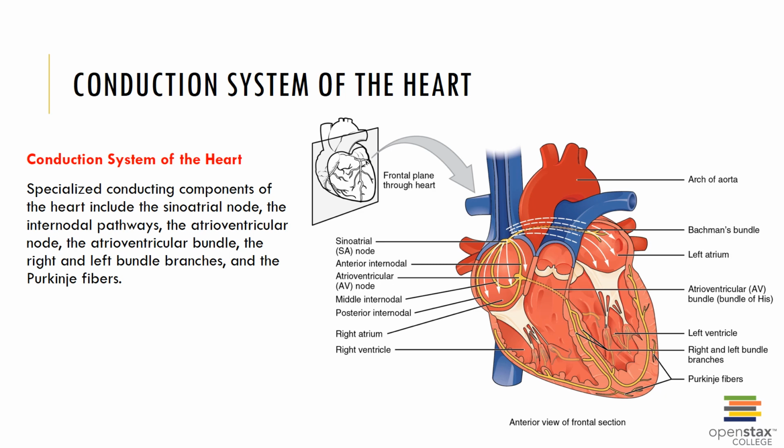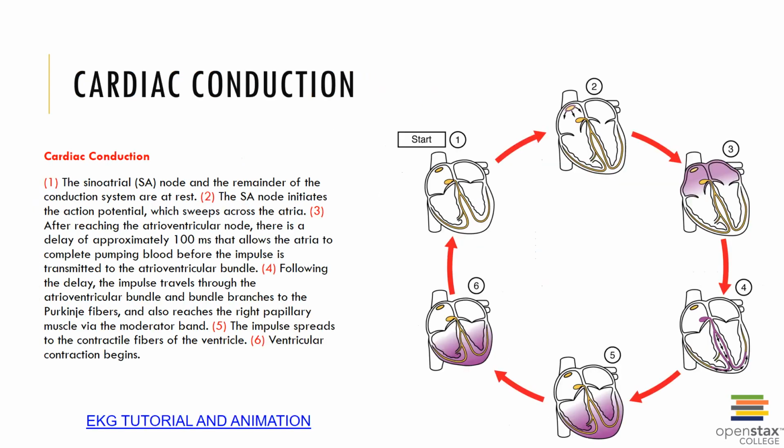Purkinje fibers are the final link in the distribution network, and they are responsible for depolarization of the ventricular myocardial cells that trigger ventricular contraction. And here you can see the cardiac conducting system and the pathway that it travels.